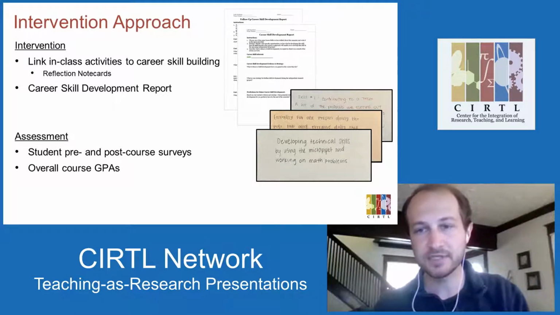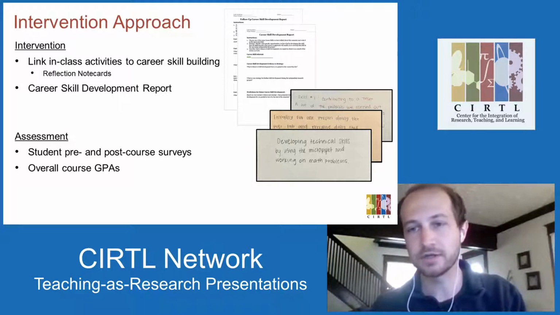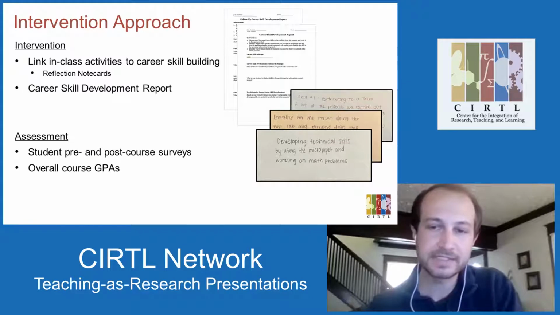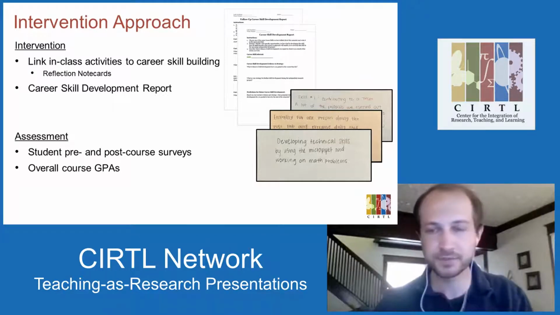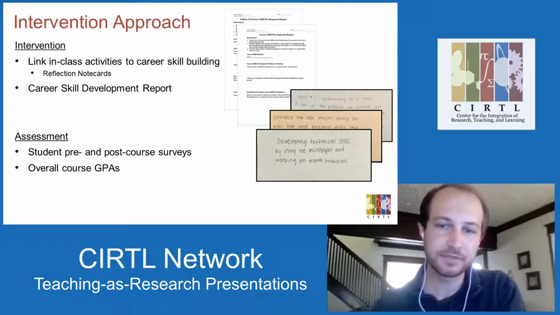And at the very end of it, had them choose one of those career skills and write a short reflection note card about how what they did in lab tied to those career skills they were developing. So that was one aspect we had them doing. The other one was a more detailed career skill development report.